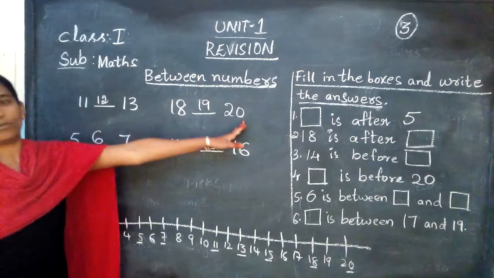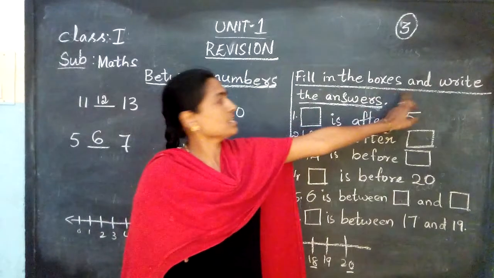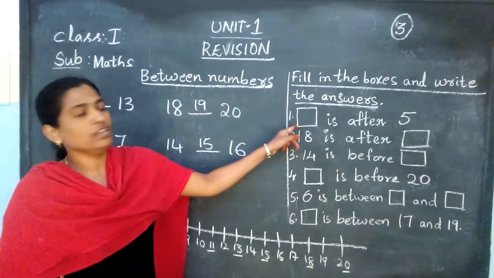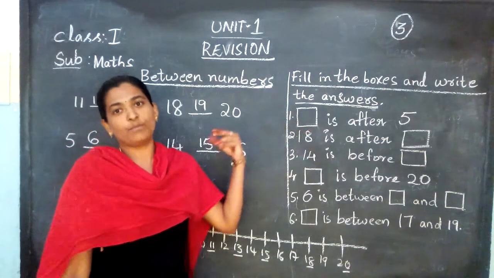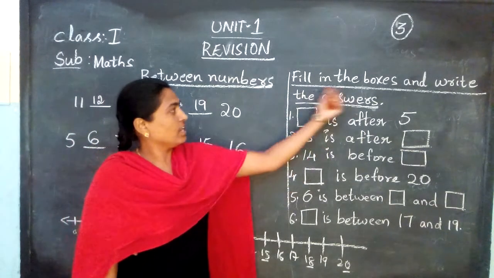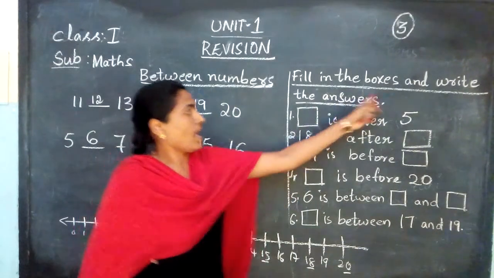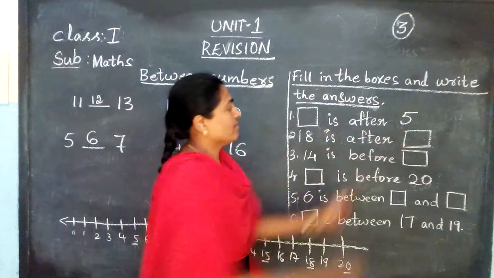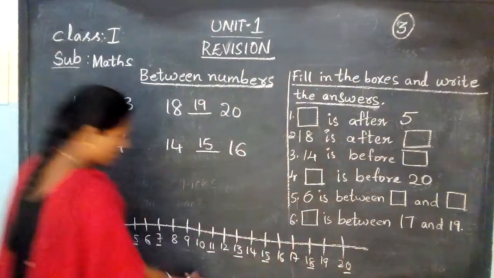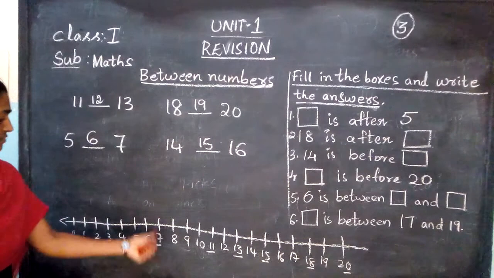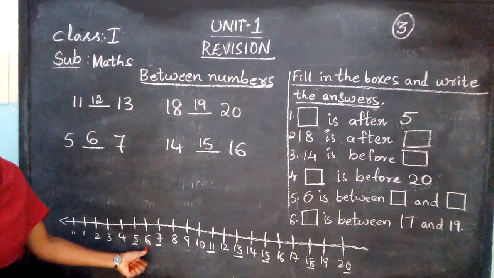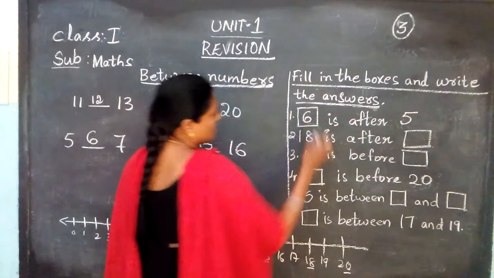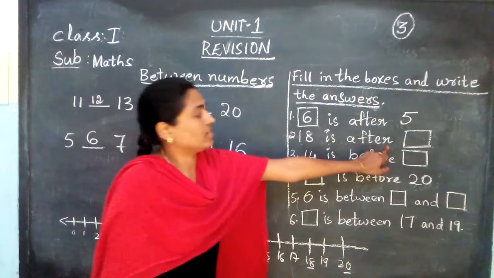Okay, children, I hope you understood. I will go to the next topic, that is fill in the boxes and write the answers. Listen carefully to this one. If you listen, then only you can tell the answers. Fill in the boxes. Here boxes are there. And write the answers. Now, dash is after 5. 5 after, what will come? Look at the number line. 5 is here. 5 after number? 6.